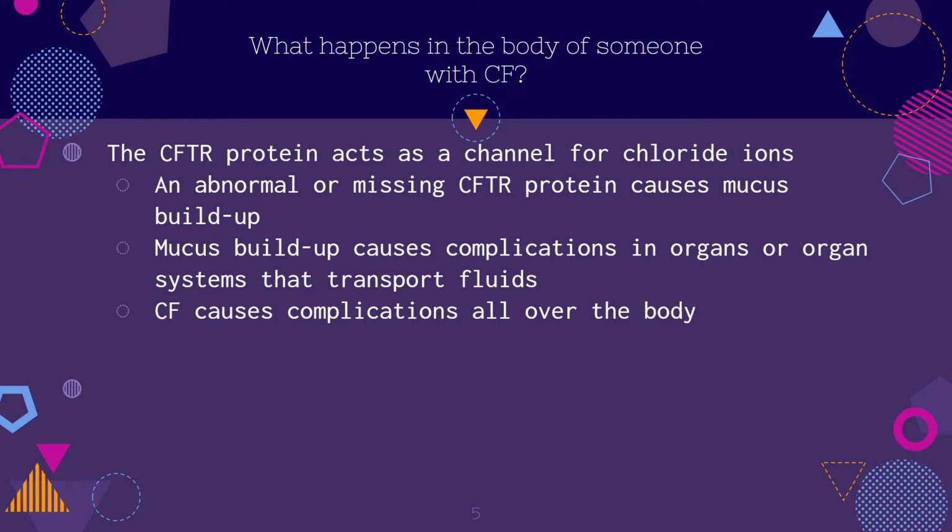Because chloride ions are trapped inside the cell, fluids are also trapped inside. These fluids are necessary for the cell's surface hydration. Without these fluids, the cell's surface becomes dehydrated and the mucus that protects the cell becomes thicker. This thick mucus is more prone to trapping harmful bacteria and causing life-threatening infections. It also blocks airways and passages all over the body, causing complications in various organ systems.